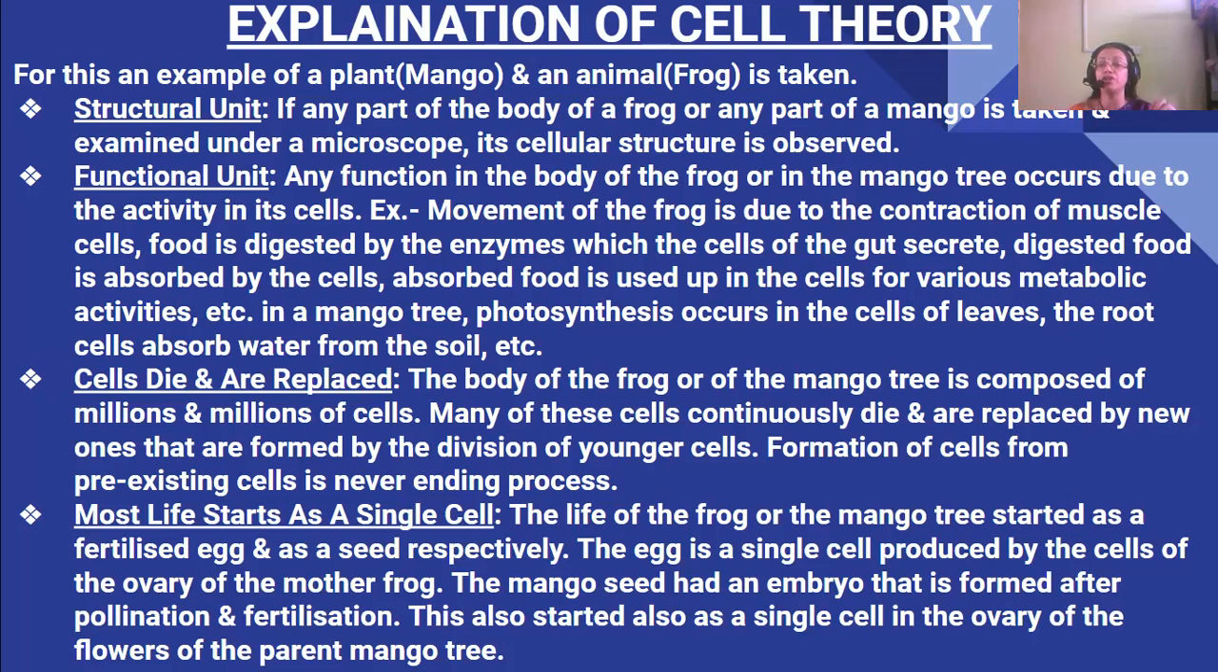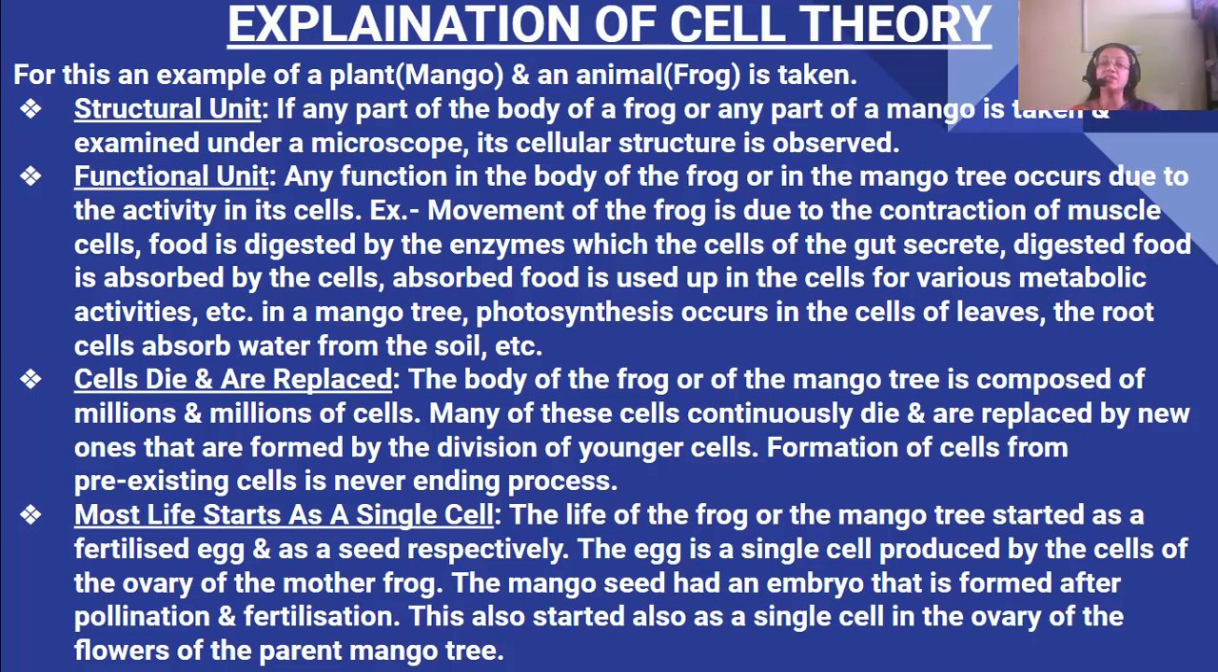Even in the mango tree, photosynthesis occurs in the cells of the leaves. Then the root cells absorb water from the soil. So all these are taking place due to the activity of the cell. That's why the cell is the functional unit of the body.